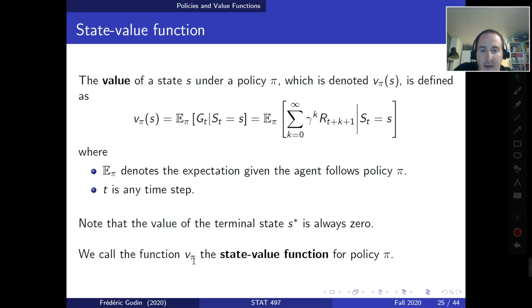v pi is called the state value function of policy pi. So v pi is the function which maps a state s into the value of that state. So it's known as the state value function. But if we change pi, of course, you have a different value for the various states. So the state value function depends on the policy pi.